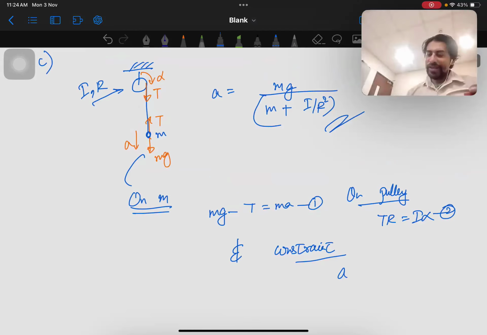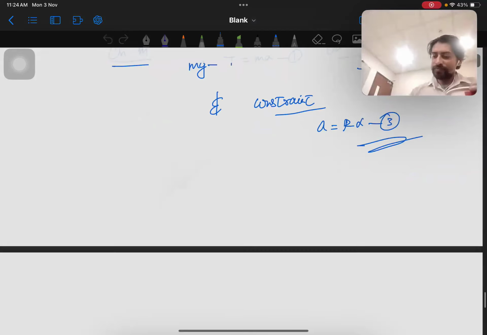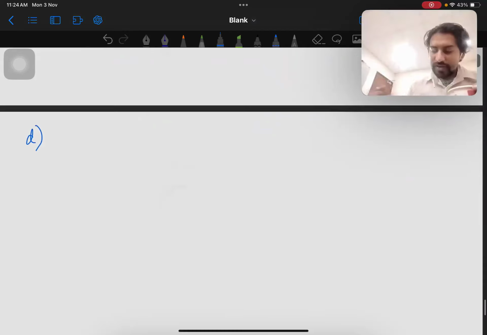Constraint. So what is that? So you write a as equal to R alpha. Fine, solving them, you get the answer. Moving on to the fourth one. What is the fourth one? The D. So this one is different.